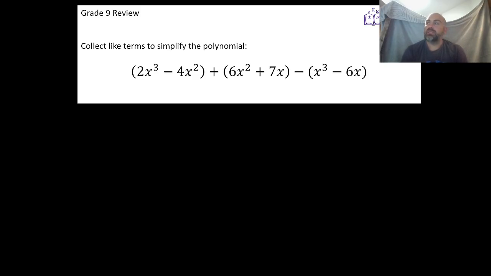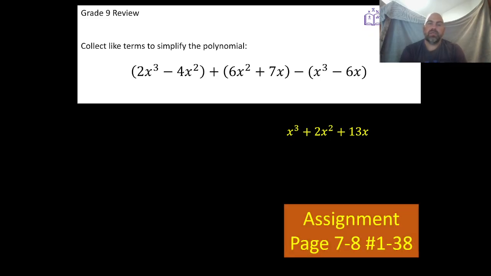What happens if we have 3 pieces? Now we're adding and subtracting. We have the x cubed, and this is the only other x cubed. So 2 minus 1 is going to be 1. Negative 4 plus 6 is going to be positive 2. And positive 7 minus negative 6 is going to be positive 13. And so that's going to be our final answer there when we collect all those together.